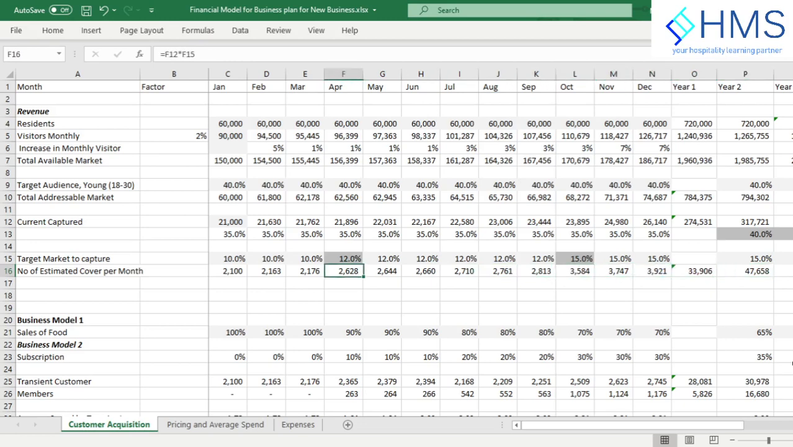We have so far discussed how to factor in customer acquisition from the total available market to the addressable market to the captured market, and then how to increase the customer base from the first month to the year end, and from one year to another. We have seen how there may be an increase in the addressable market, and an increase in the captured market based on the strategies that the businesses may have.